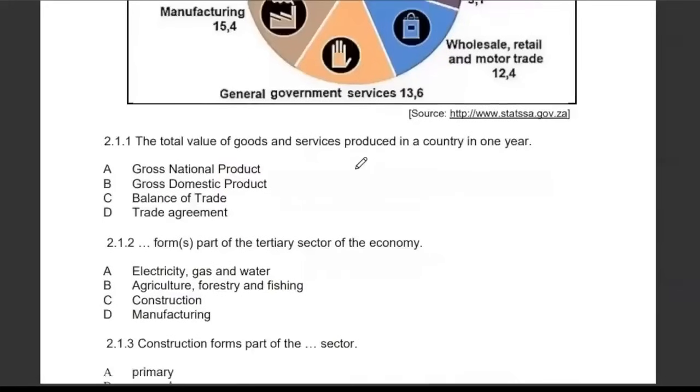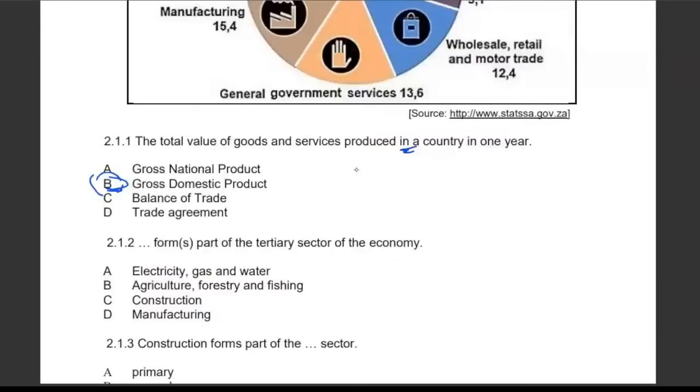Right, number 2.1.1, it says the total value of goods and services produced in a country in 1 year. The term here is produced in a country in 1 year. So we are saying the goods must be produced inside the country, inside the borders of the country. The correct response is gross domestic product, which is B, GDP. GDP means the total value of goods and services produced in an economy within a year.